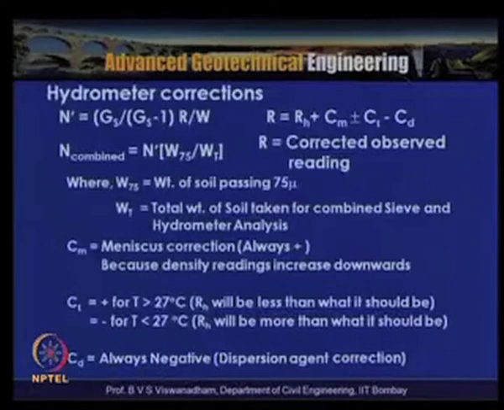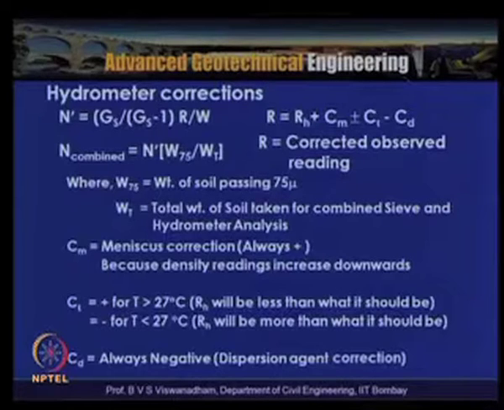So, here it is summarized along with other corrections which are actually required for the hydrometer reading, where N dash is equal to GS by GS minus 1 into R by W. W is nothing but the weight of the solids, and R is the corrected hydrometer reading, which is used in this expression for calculating the percentage, and W is the weight of the solids taken for preparing the soil suspension, where R is nothing but RH plus Cm, that is meniscus correction, plus or minus Ct, the temperature correction, minus Cd.